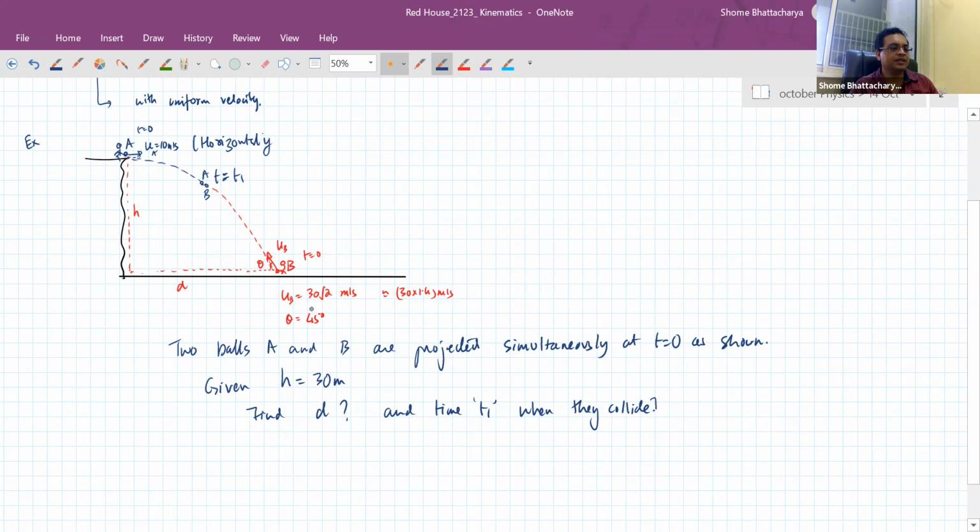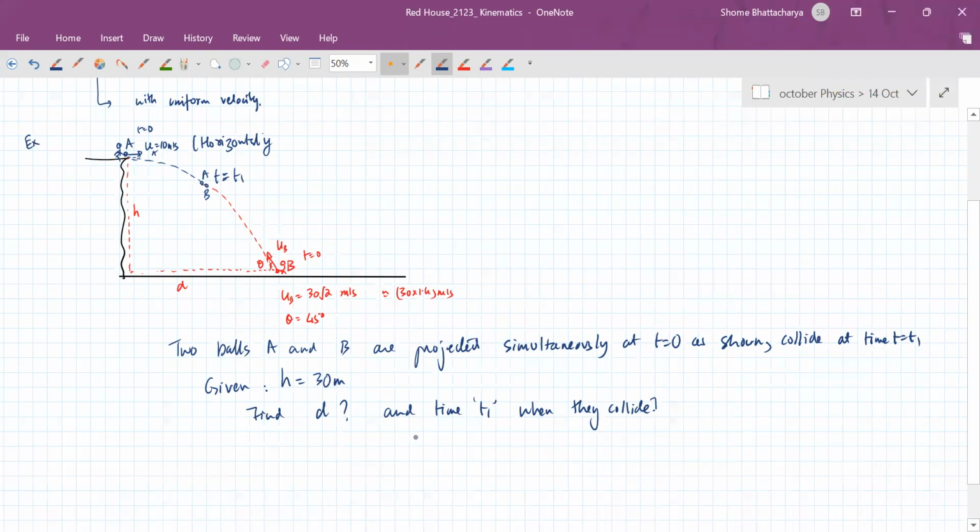So additionally, the question tells us that they collide at time t equal to t1. And additionally, it is given that this height difference between the points of projection is h. Then what should be the value of the horizontal distance, or the horizontal component of displacement, between the 2 points of projection for A and B? So what should be the value of D, and what is the time t1 in seconds if it is given to us that they collide? So that is the question over there.